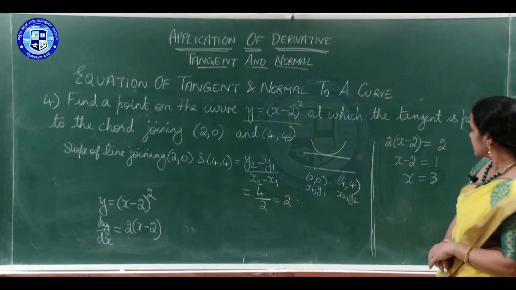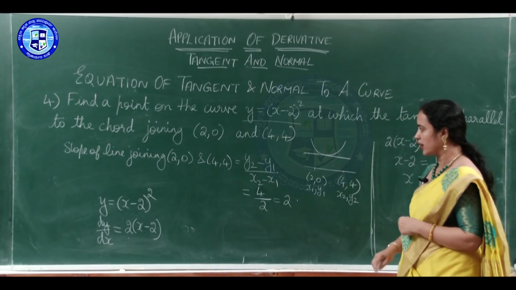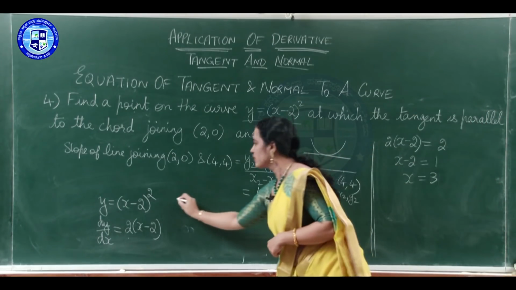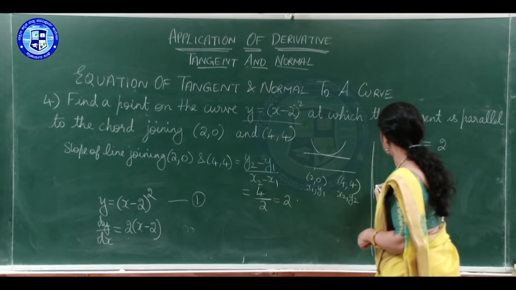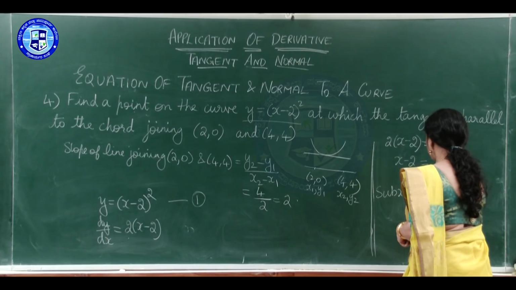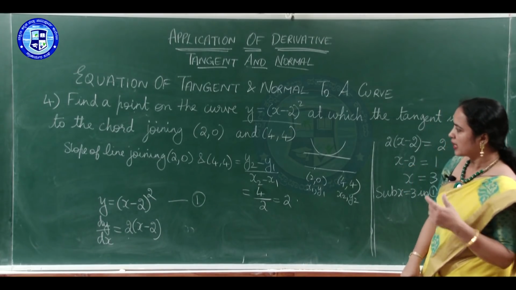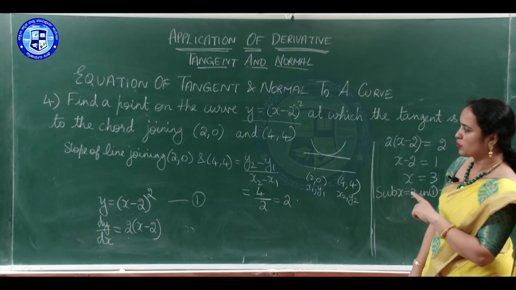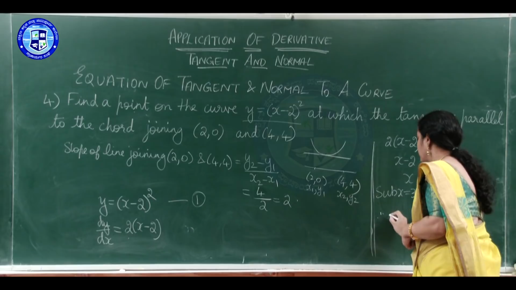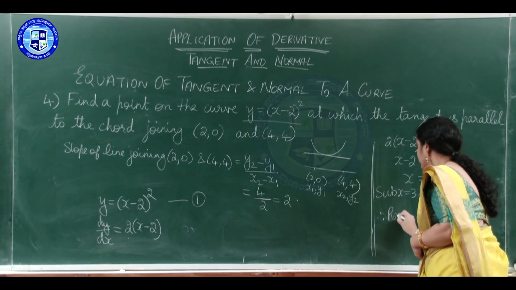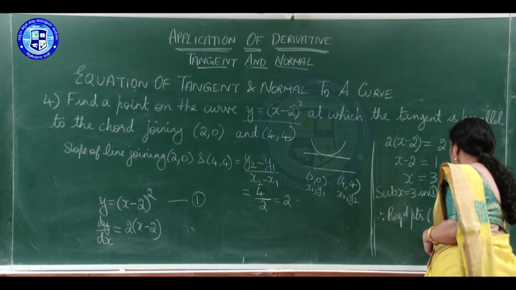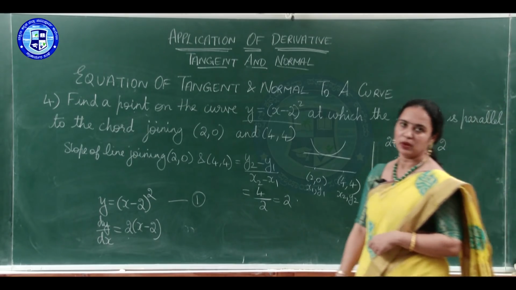So, we got x as 3, we have to find out y. So, substitute x as 3 in the given curve. Let me take the given curve equation as 1. So, substitute x is equal to 3 in 1. So, you will be getting 3 minus 2, which is 1, 1 square is 1. So, y will be equal to 1. Therefore, the required point is x is 3 and y is 1, 3 comma 1.